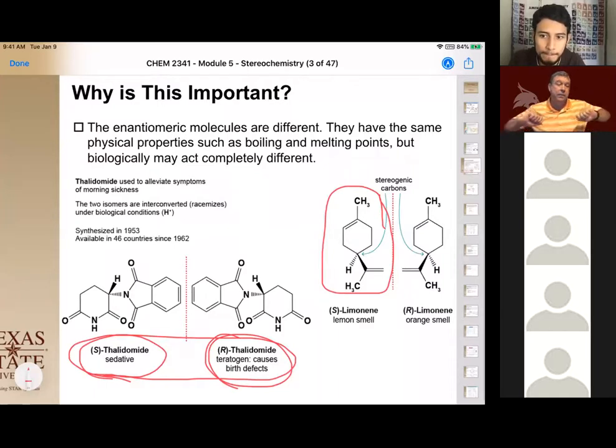Okay, so this is about 1050. This is about where I wanted to stop. We're going to continue next time with definitions of what is R and what is S, the prioritization, and how to label these correctly.